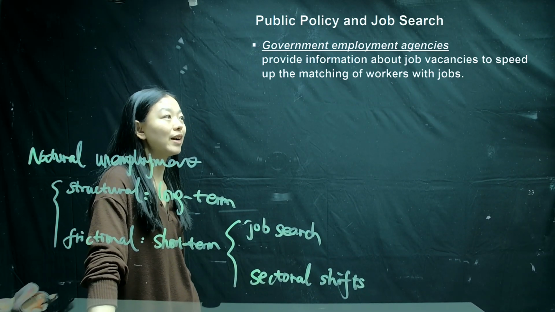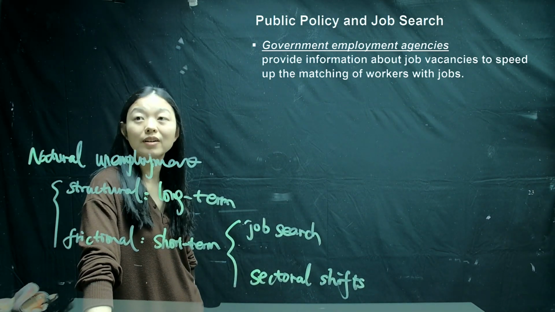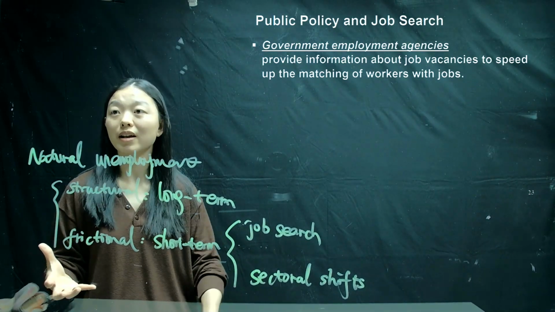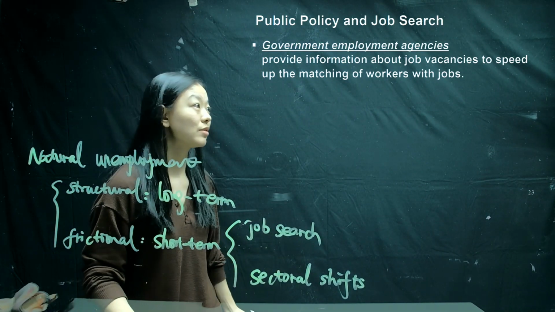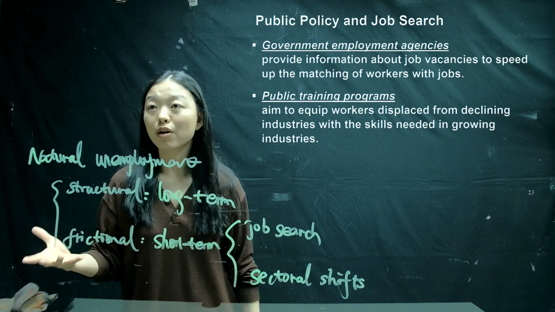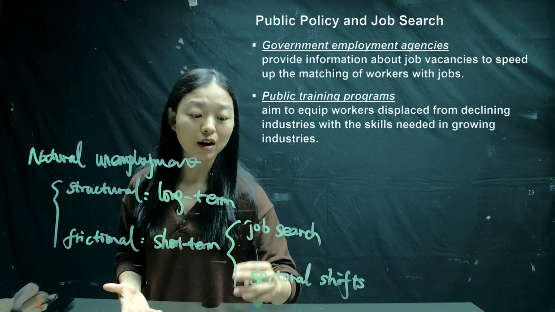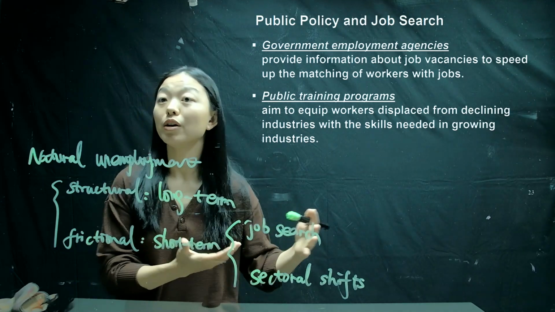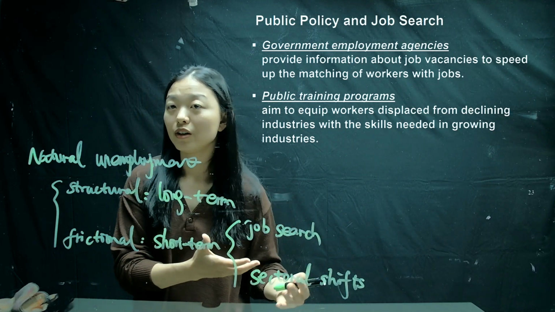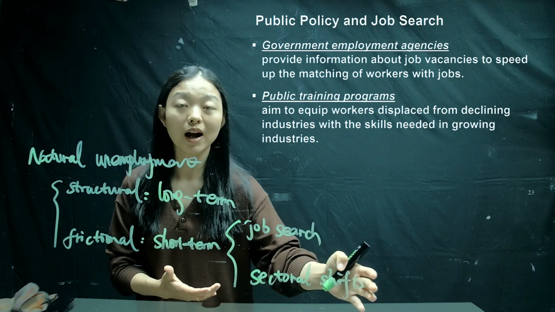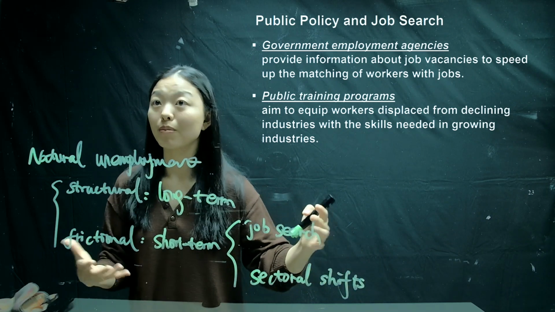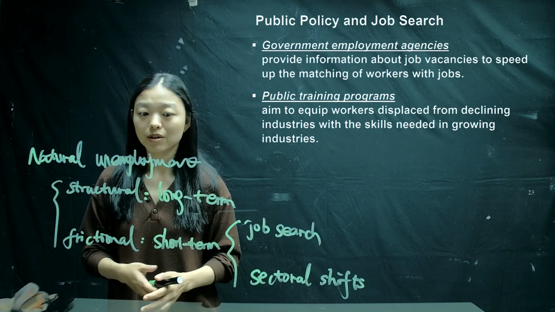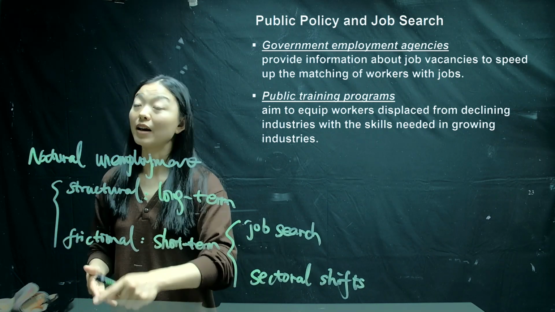Government agencies can provide information about job vacancies, and that can reduce some misinformation between job vacancies and job candidates. Public training programs can help people who might be laid off from sectoral shifts to learn new knowledge and new skills, and help them become competitive in the job market again. Those are some policies that can be offered by government to try to reduce frictional unemployment.